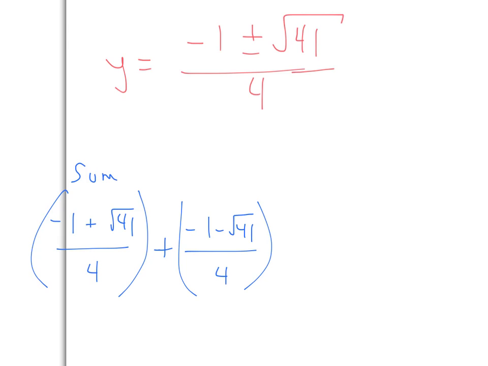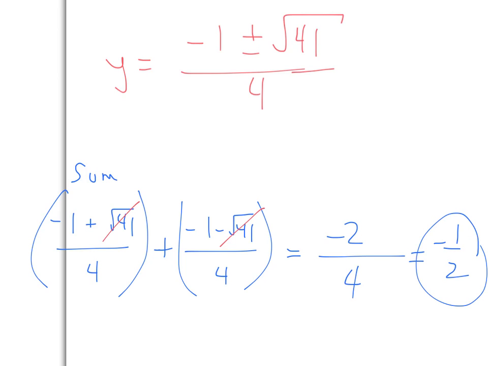Negative 1 and negative 1 in the numerator gives me negative 2. Root 41 and negative root 41 cancel each other out when you add them together. Remember, when there's a common denominator, you just repeat the denominator. You don't add the denominators. I see mistakes on simple arithmetic a lot with this. So you get negative 2 over 4, or simply negative 1/2.